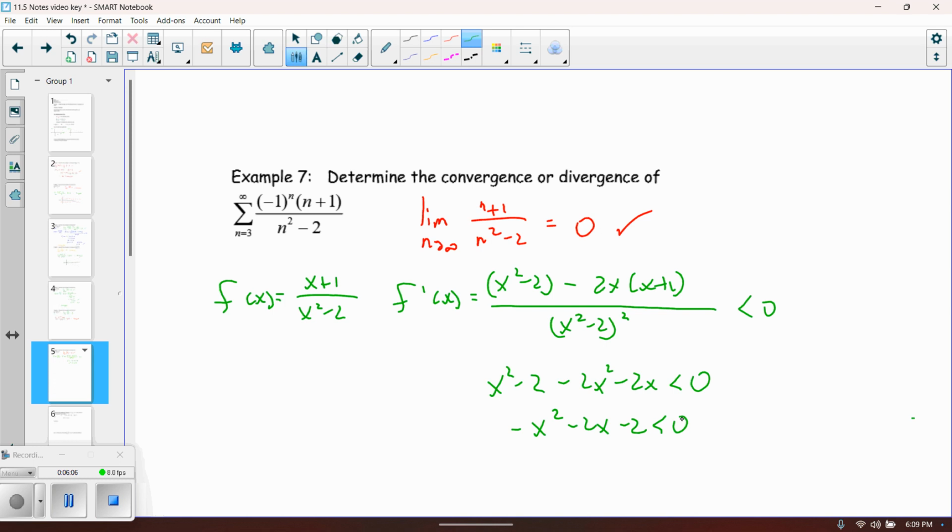Or multiplying through by negative 1 on both sides. Remember, that's going to flip your inequality symbol. It says that x squared plus 2x plus 2 is greater than 0. And for every value of x that starts at 3 or bigger, since everything is being added there, that's always going to be the case. So this is going to hold true for all x greater than or equal to 3.